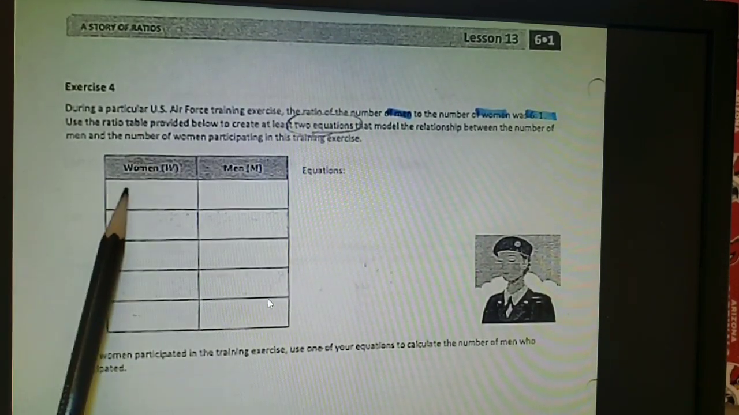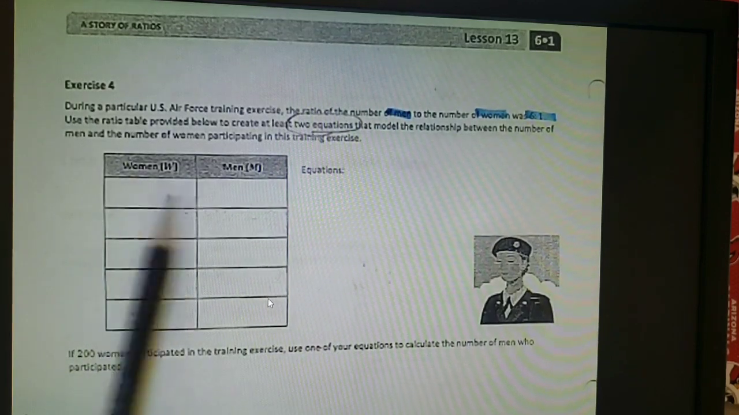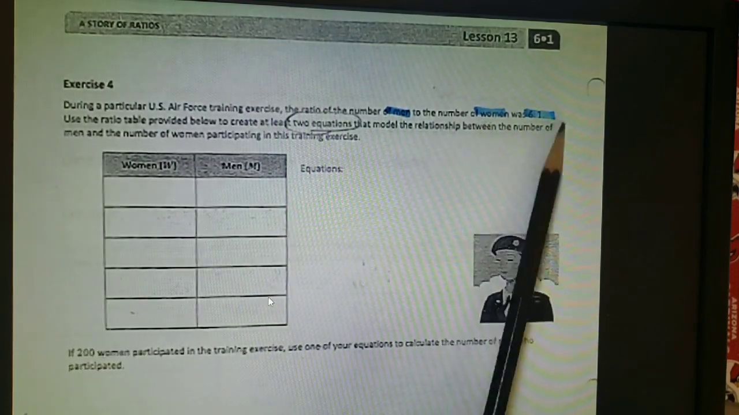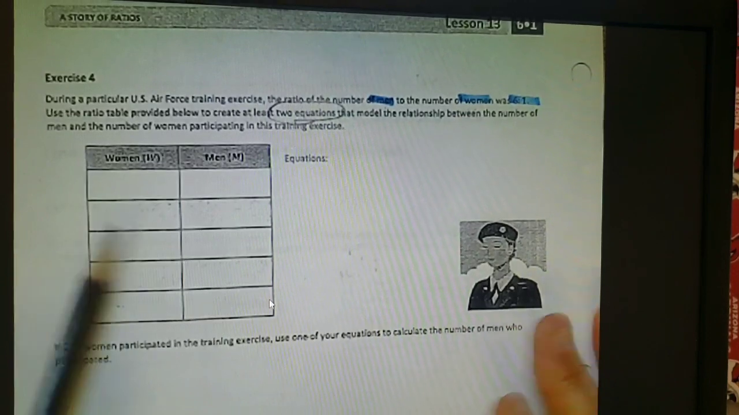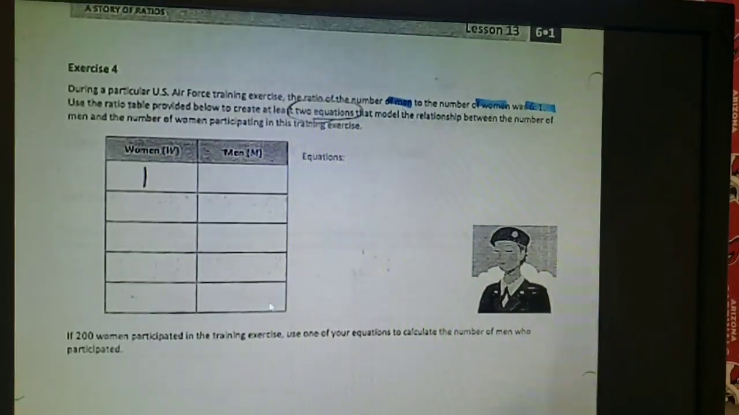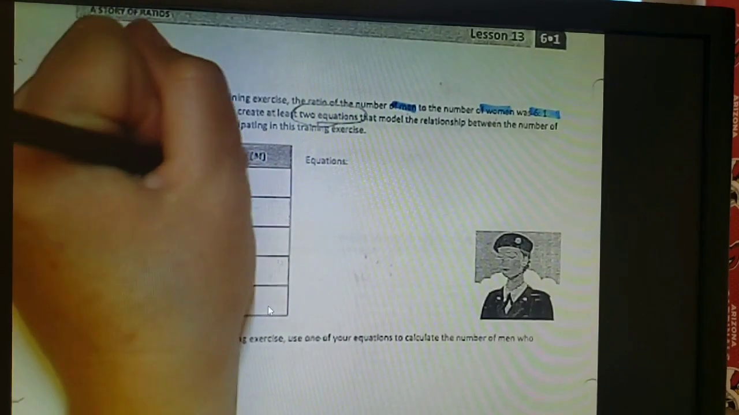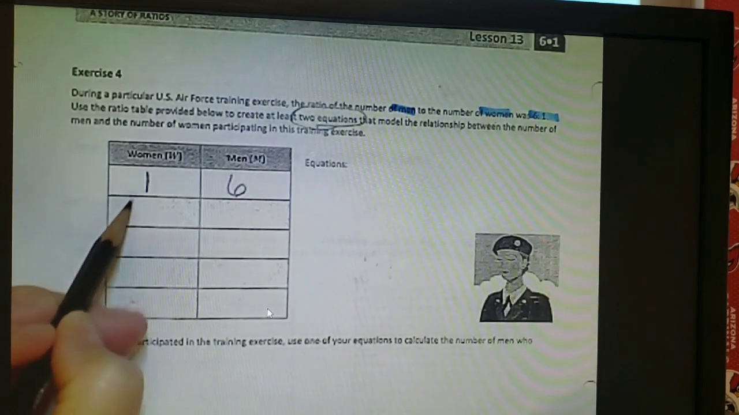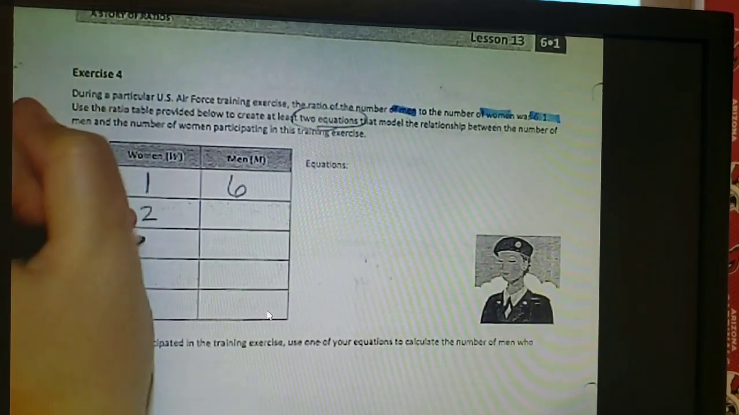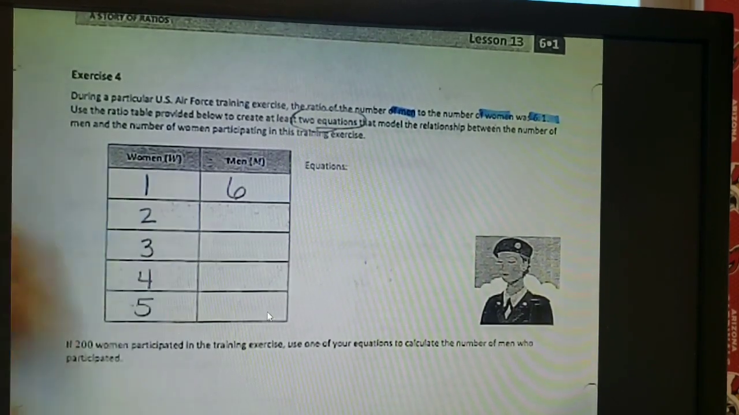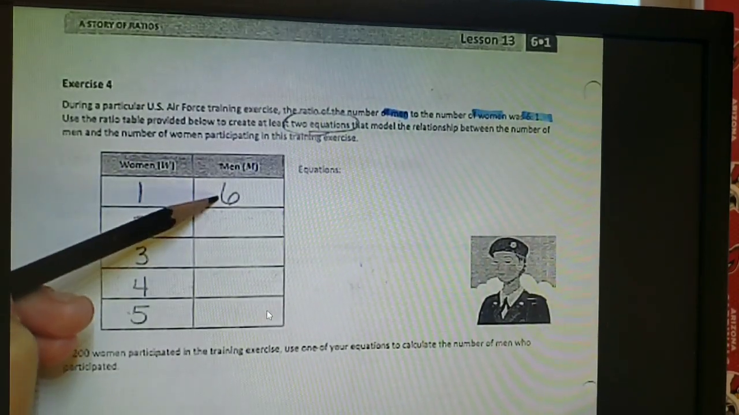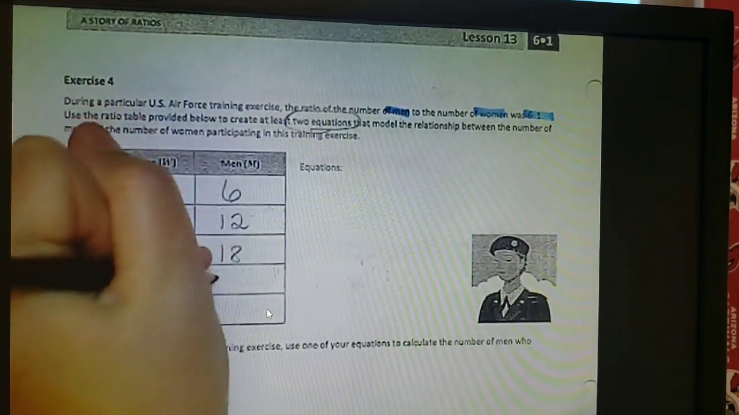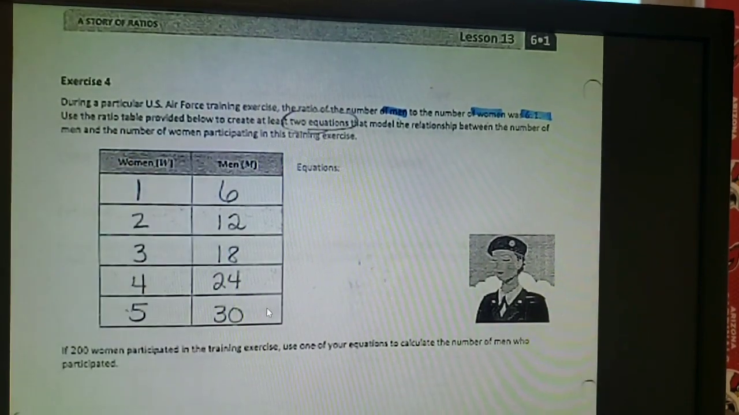So when we look at our table, we're starting with women. Our ratio is men to women, 6 to 1. Women was said second, the 1 is second. So the first number in our table has to be 1, because that's what our women was. And then our men would be 6. Then we can create the table proportionally. So remember, we're just adding. We started with 1, so we just add 1 each time for the women. For the men, we started with 6, so we are going to increase by 6 each time for the men. And 30. So there's our table.